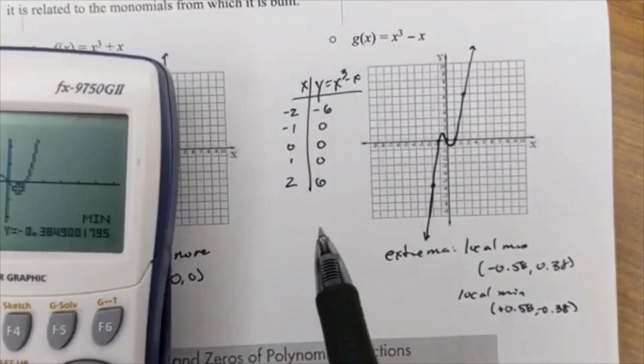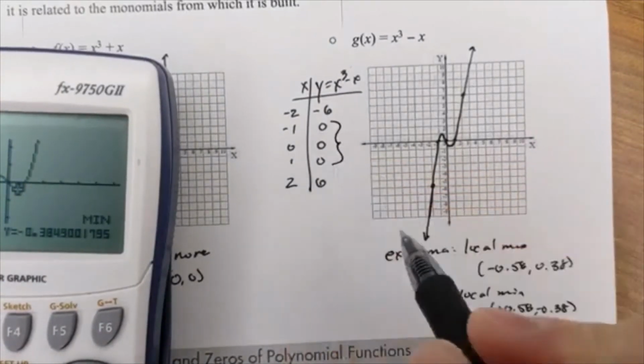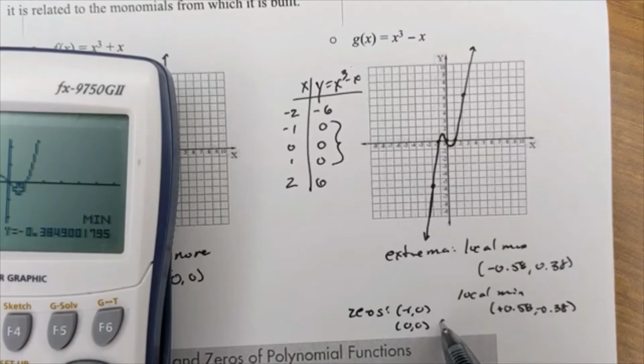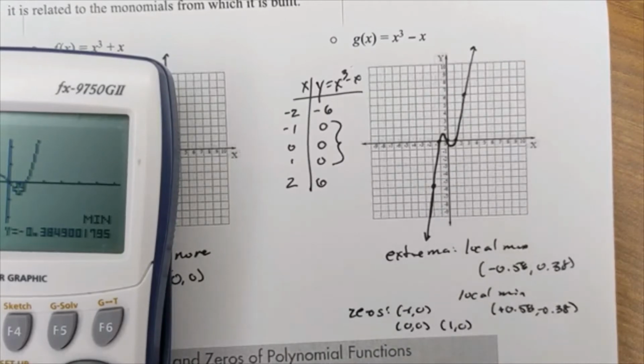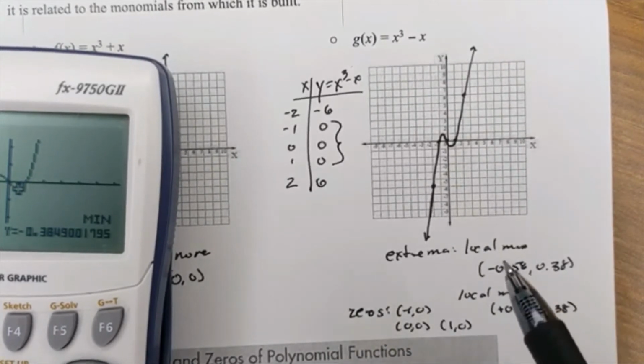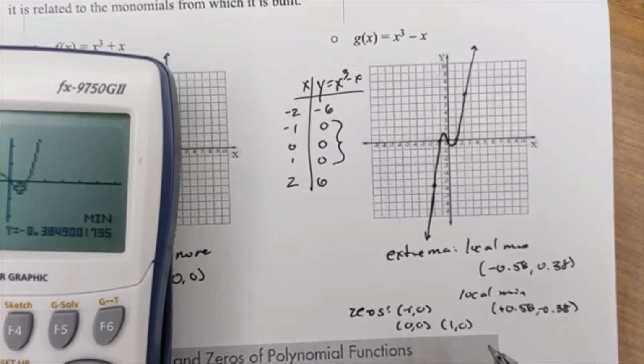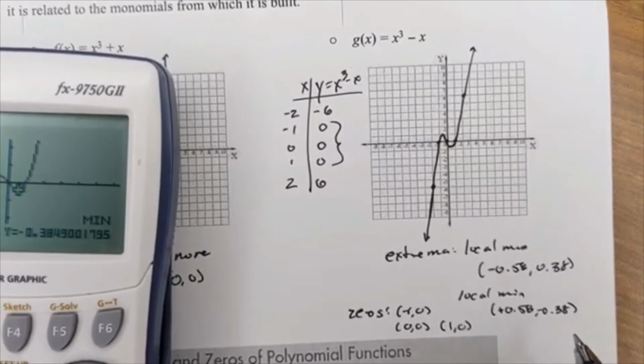Zeros, we actually already found all three of them. The zeros are right here. So the zeros are at (-1, 0), (0, 0), and (1, 0). Now, if you're talking about not necessarily the coordinates, you're talking about just the zeros, it'd just be the x values. So there's a 0 at -1, there's a 0 at 0, there's a 0 at 1. Because the zeros are referring to the y value.